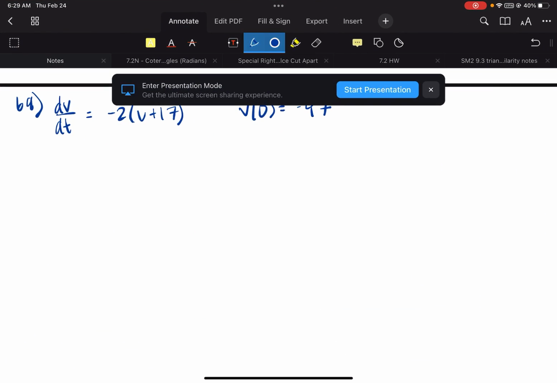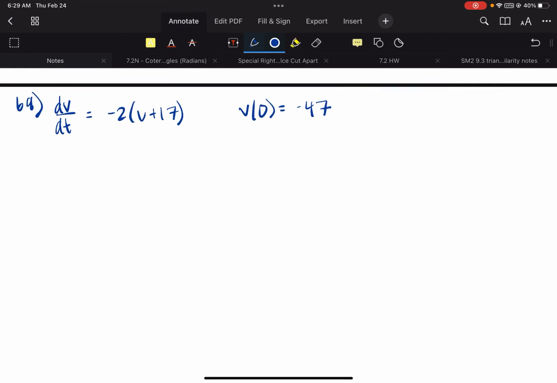Number 9 from the Chapter 7 test review. So let's give some context first. We're looking at a velocity function, measured in feet per second, of a skydiver. Here we have dv/dt, the derivative of the velocity with respect to time, and in part A I need to figure out what the velocity function is.